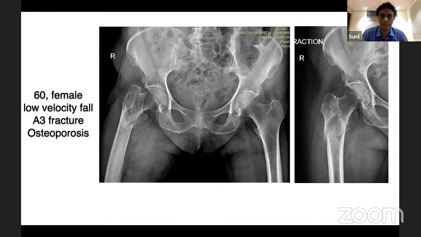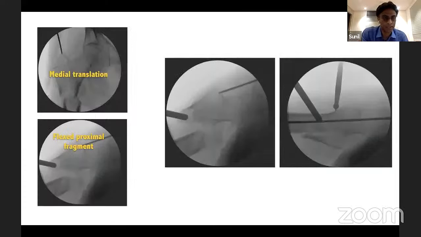So a few other reduction tips and tricks. This is an elderly female with an A3 kind of fracture. As you can see, you have a transtroch fracture and also a fracture in the coronal plane that goes high up into the entry point of the nail. There is a tremendous amount of osteoporosis as well. If you look at the AP and the lateral C-arm images, you have medial translation in the AP plane and a flexed proximal femur in the lateral plane.